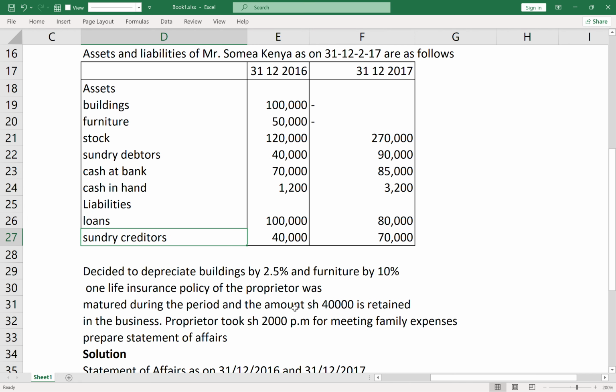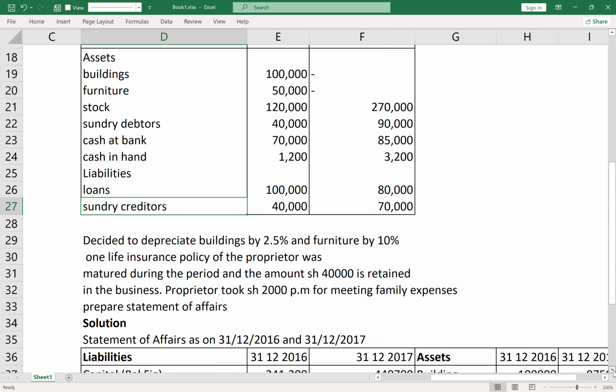Then additional information, we are told to depreciate building by 2.5% and furniture by 10%. One life insurance policy for the proprietor matured during the period and the amount of 40,000 is retained. The business proprietor took 2,000 per month for meeting family expense. Prepare a statement of affairs. So this is what we are going to do in our solution.